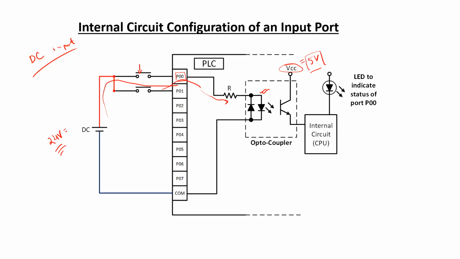Now, apart from this optocoupler, a status indicator LED is also associated with each port. So suppose for this port P00, a status indicator LED is supposed to be there, which is going to be visible at the top of the PLC board. So when this particular port is receiving any signal, this status indicator LED will glow. So from the external side of the board, the operator can see which ports are receiving signals.